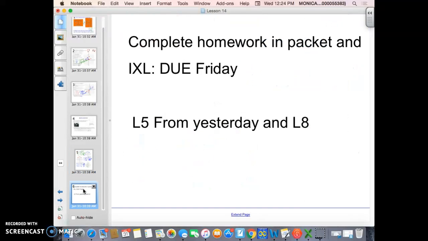To practice this, you're going to complete the homework that is in the packet, and then you are also going to do IXL L5 from yesterday, practicing reflections, and then you have to do L8 for today to practice rotations. Okay, good luck.